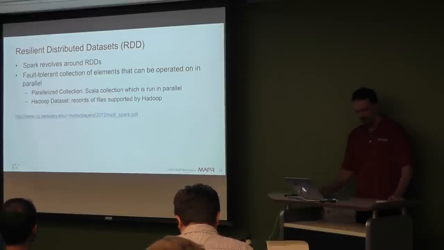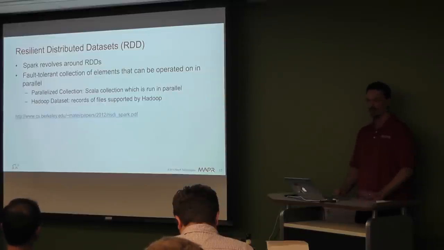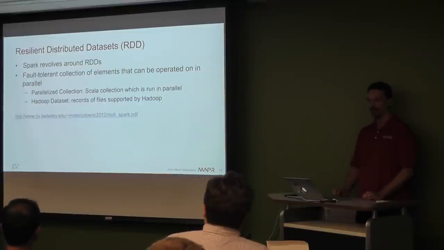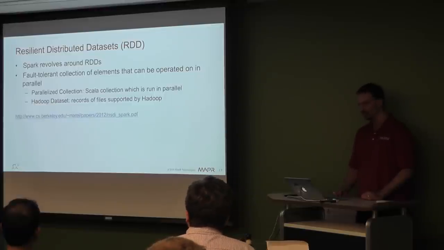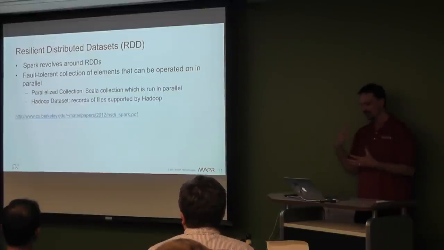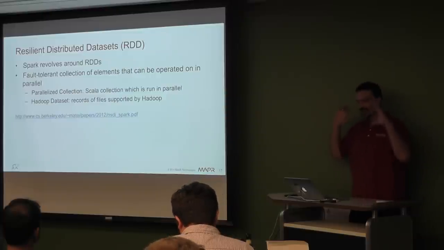So the big differentiator here is resilient distributed data sets. The link that I have at the bottom here is the paper that was written and published by the folks at UC Berkeley that were working on this project. And this gets to the fundamental premise that Spark is built on, and that is fault tolerant collections. Okay? Simply put, fault tolerant.